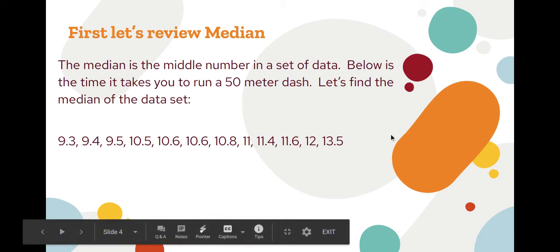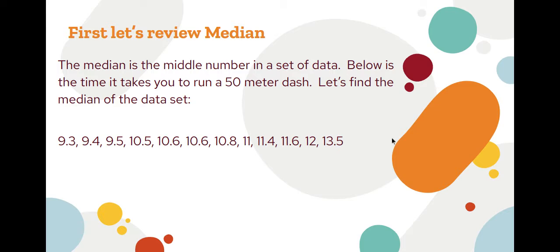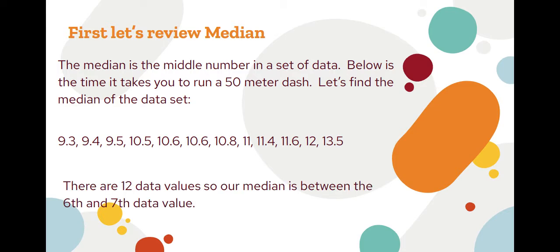Okay, so we are looking at data from a 50-meter dash. We want to find the median, and the median is the middle value. If there are 12 total data values, that means that there are 6 on either side of the median. So the median is going to be right in between the 6th and 7th data value, which is in between 10 and 6/10 and 10 and 8/10. What number is in between 10 and 6/10 and 10 and 8/10? It is 10 and 7/10. So then our median is 10 and 7/10.